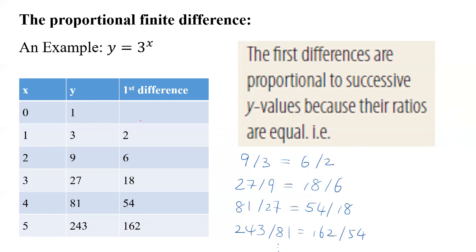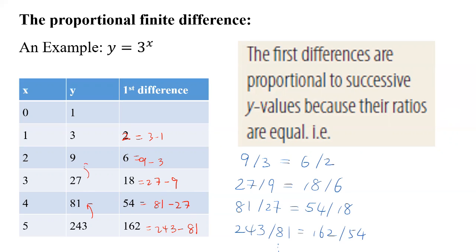And then we can calculate its first difference. For example, when x is 1, the first difference is 2. When x is 2, the first difference between x being 2 and 1 is 6, right? Because 2 is simply 3 minus 1, 6 is 9 minus 3, 18 is 27 minus 9, 54 is 81 minus 27, and 162 is 243 minus 81.